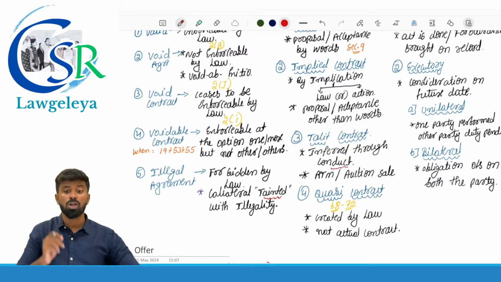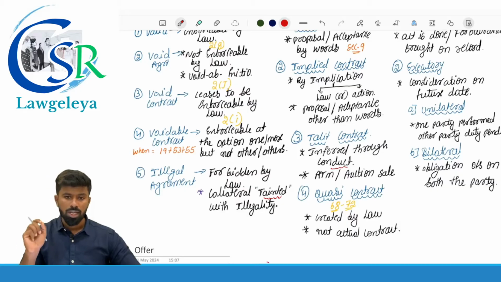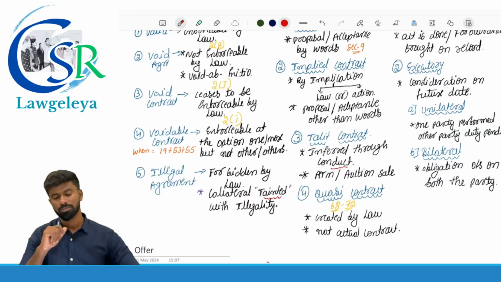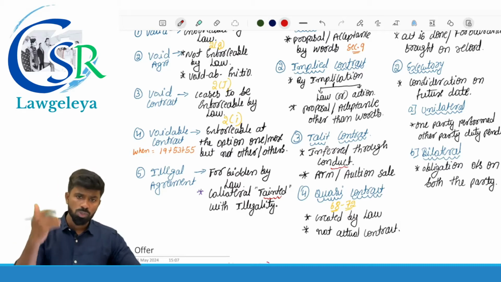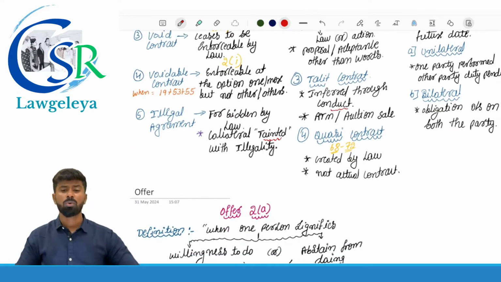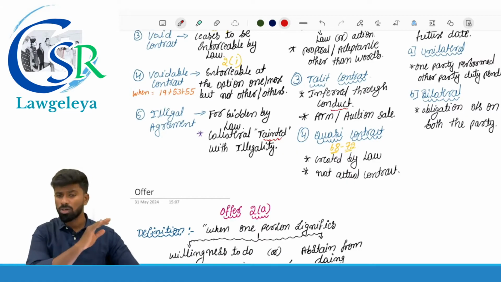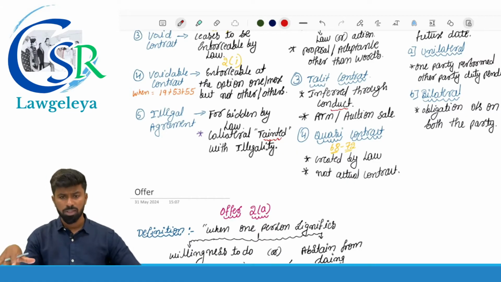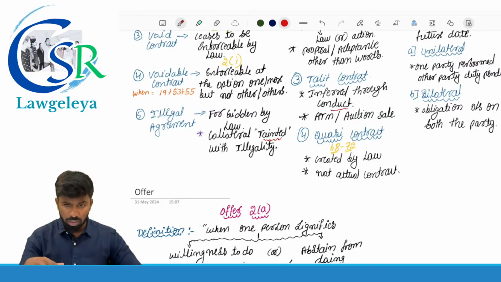A tacit contract. And tacit contracts are contracts where the acceptance is conveyed silently. Best example for tacit contract is ATM or auction sale. Tacit contracts are also part of which contract? Implied contract. Next one is quasi-contract. What are quasi-contracts? Quasi-contracts are not the actual contracts, not made by the parties, but these are created by the law or imposed by the law to provide the justice.